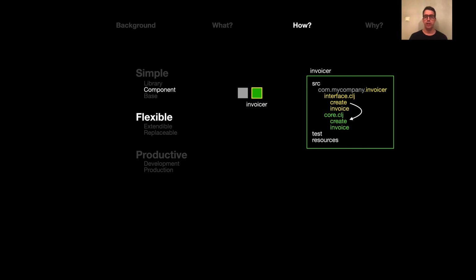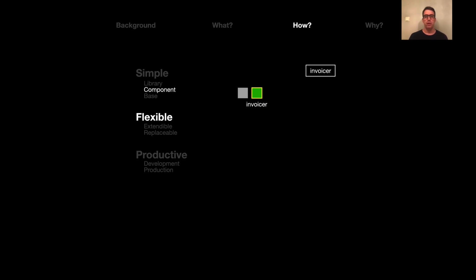Components are also very flexible. Components live in a directory called components, and the way we extend functionality is by adding more components to this directory. And that's one way of growing our software. The other way is to add more namespaces to the component. And those components are also replaceable.